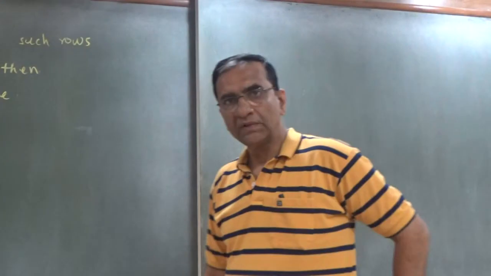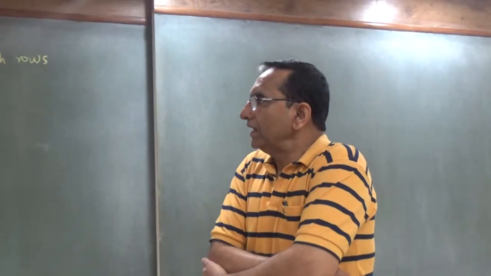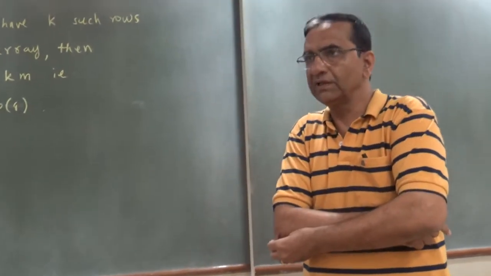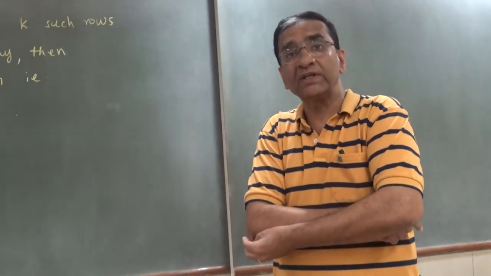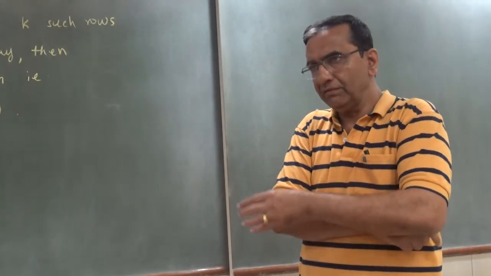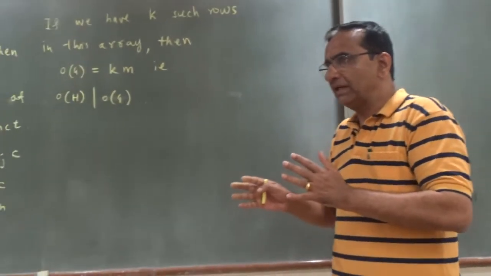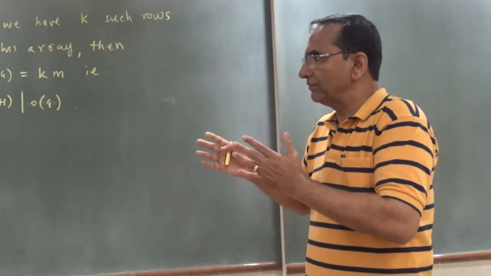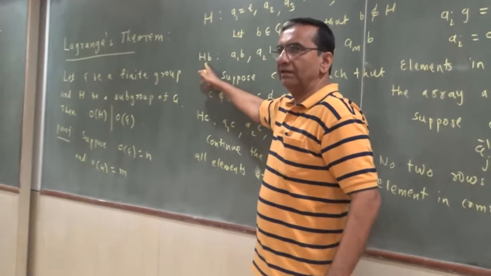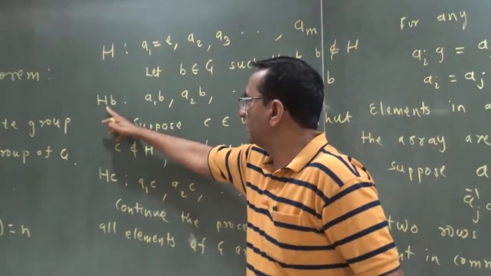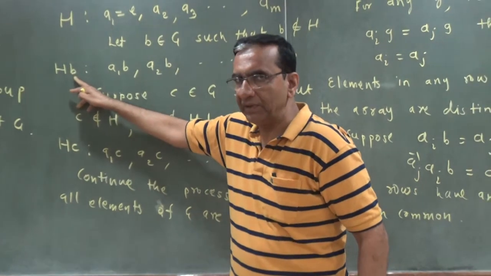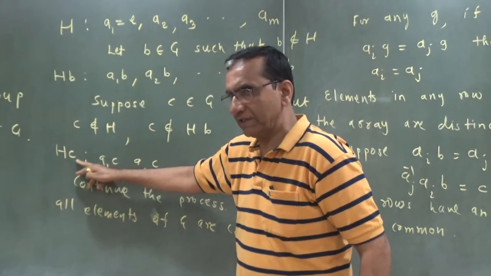Okay. So friends, if you look at the proof of Lagrange's theorem in any modern textbook, you will see that the language of cosets is used. Okay. We have avoided that language, but essentially the proof is the same. Because this HB that I have written, you will see in your books that HB is called a right coset of H formed by the element B. HC is a right coset.